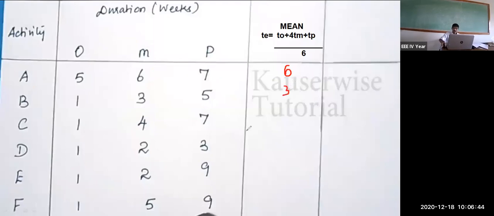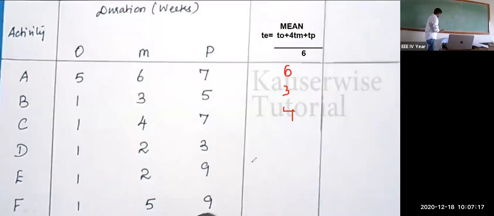So you do the calculation. These mean values you need to write down under here. So whatever the value I am getting here for activity A, what is the mean value I am getting? 6. 6 is the value I am getting. And for the next activity, you need to do like that, isn't it? For activity B, it is 3. And for activity C, it is 4.